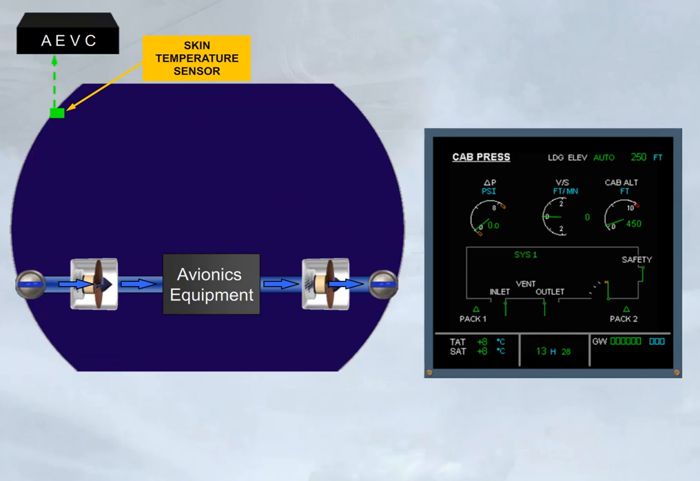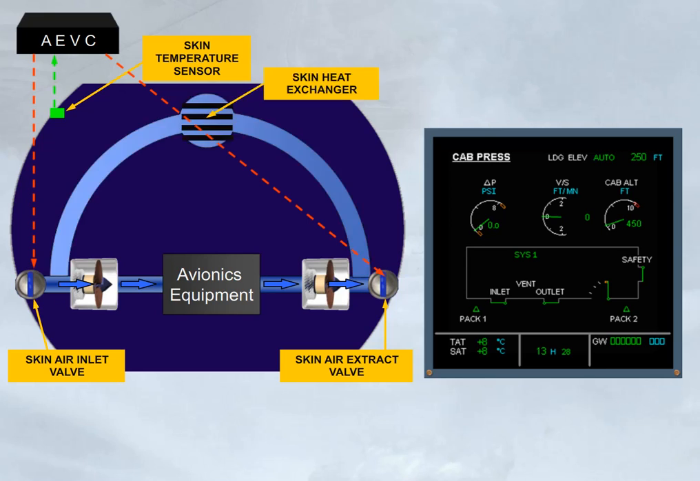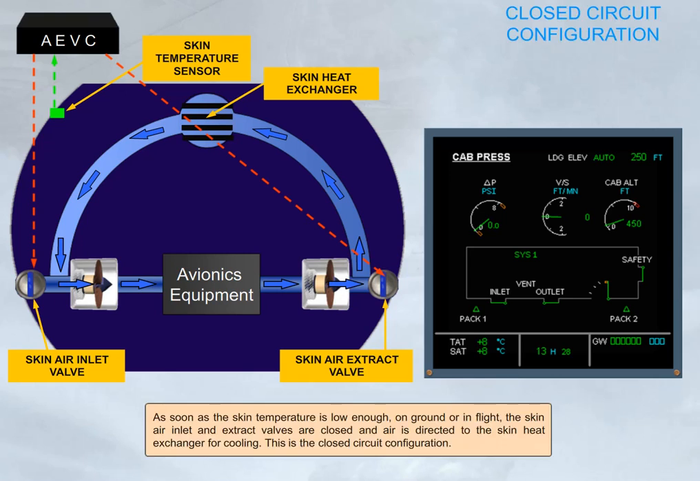As soon as the skin temperature is low enough, on ground or in flight, the skin air inlet and extract valves are closed, and air is directed to the skin heat exchanger for cooling. This is the closed circuit configuration.